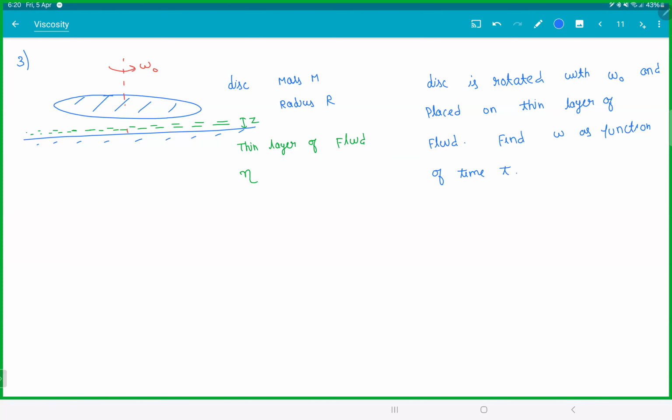Hope the diagram is clear. Take a disk of mass and radius r rotated with omega, and you just place it on a thin layer of fluid. It starts gliding on that and you get a viscous force, because of which the omega changes. Find omega as a function of time t. Quite a good question. Again, we'll encounter this thing in magnetism, EMI. So this disk rotating and stopping will come in at least 3 chapters. Anyone not clear with the question, please ask me.